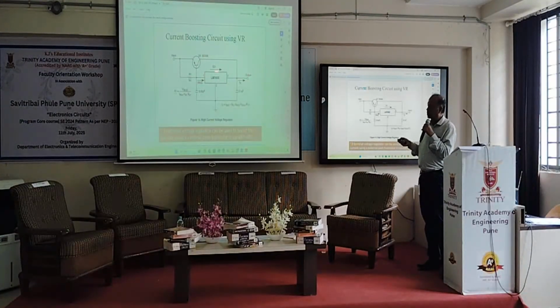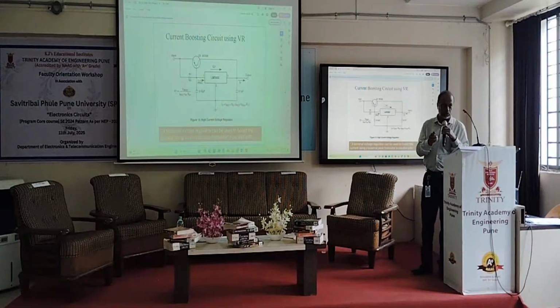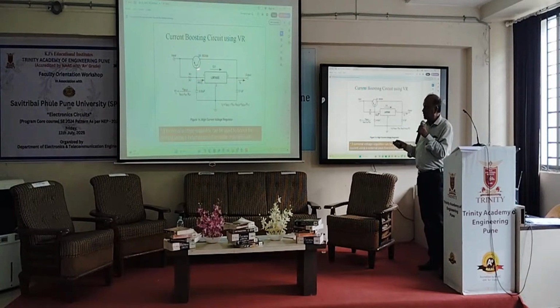Showing 0.3, 0.4 amperes, that is 300 milliampere or 400 milliampere, is of no use because this IC itself is going to give 1 ampere current. We need to go above that. So our current boosting circuit should be such that the output is more than the rating of this IC, as well as the transformer which we are going to use over here should also have current rating more than that 1.5.